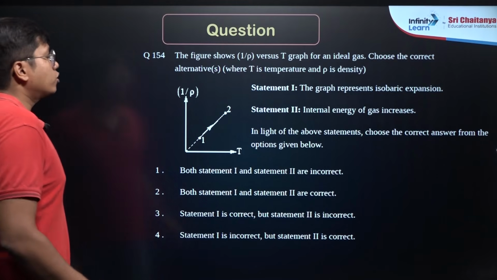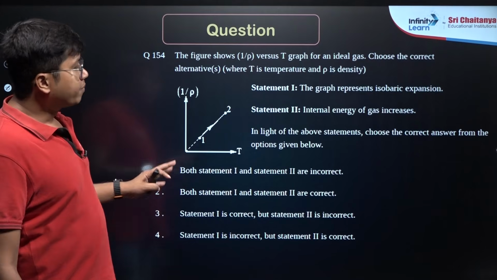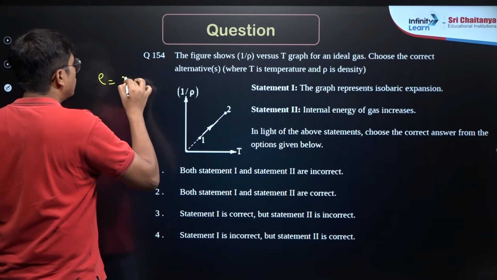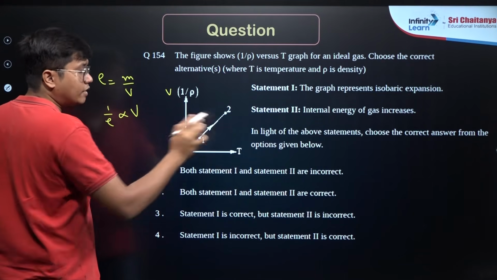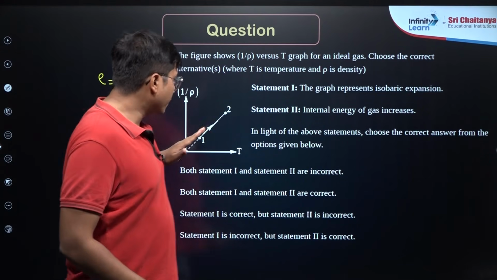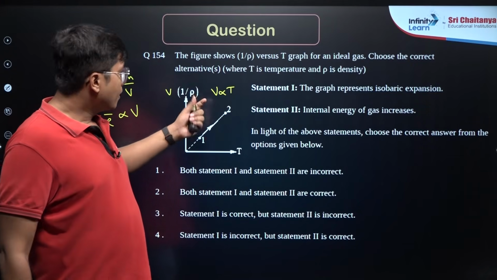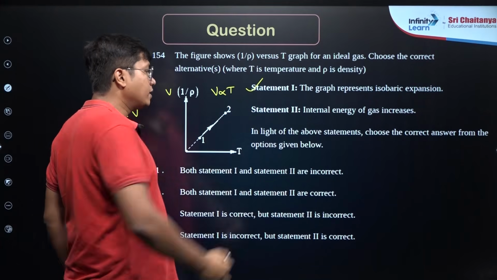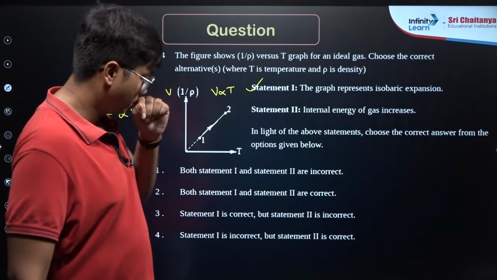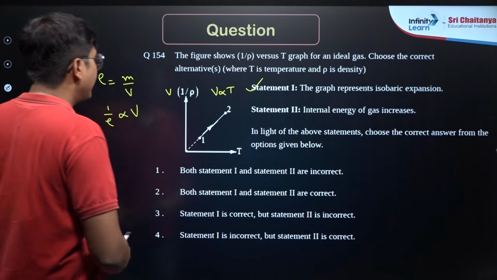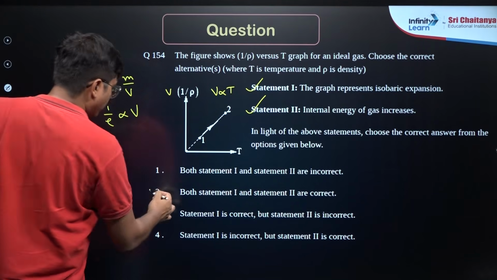This says the figure shows 1 by rho versus T for ideal gases. Choose the correct alternatives. Graph represents isobaric process. See, 1 by rho, because density is equal to mass by volume, basically 1 by rho is proportional to volume. You can almost think of this like a volume versus temperature curve. In a volume versus temperature graph, if this is a straight line, that means volume is proportional to temperature. That's the graph over here. That means it's an isobaric process. That's the correct statement. Second, internal energy increases. Internal energy depends on the temperature. Temperature increases, internal energy increases. So yes, both statements are correct. Option 2.